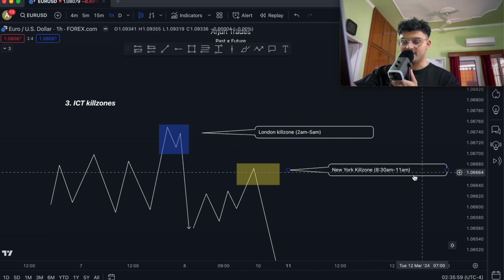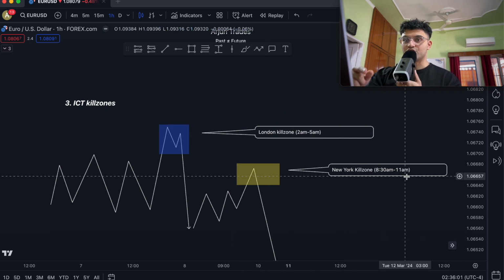That is between 8:30 and 11. And here's a quick tip. Try using 9 o'clock to 11, which I found even more high probability. That's another tip for you guys.